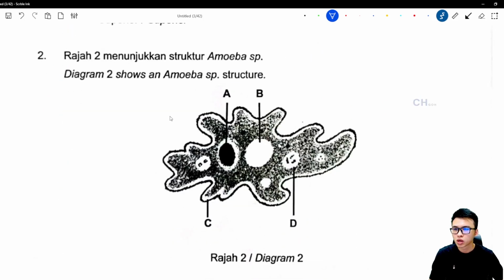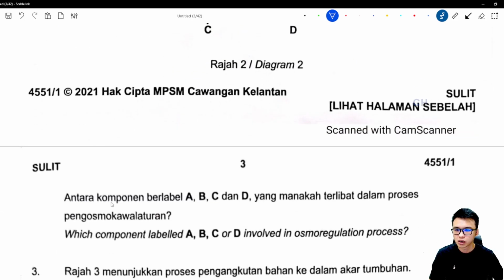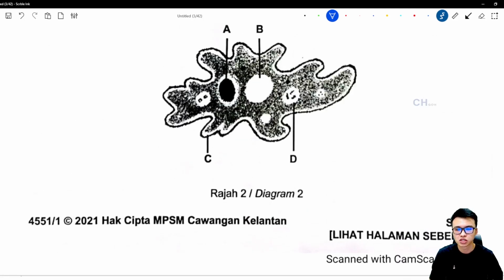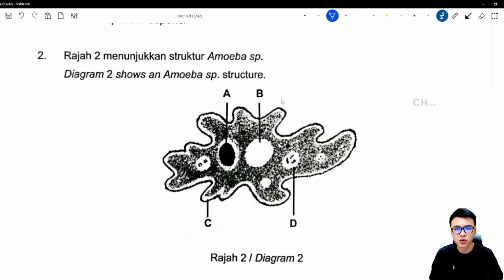Alright, let's look at question 2. Diagram 2 shows an amoeba species structure. We have A, B, C, D here. Which components labeled A, B, C, D are involved in the osmoregulation process? Osmo, H2O. Regulation means regulate. If the amoeba wants to regulate the water in its body, it should be done by an organelle called the vacuole, which is B. The answer should be B. How about A? A is the nucleus, C is the cell membrane, and D is a food vacuole.